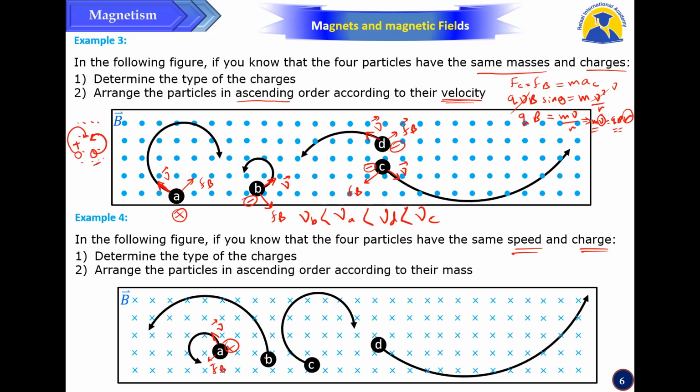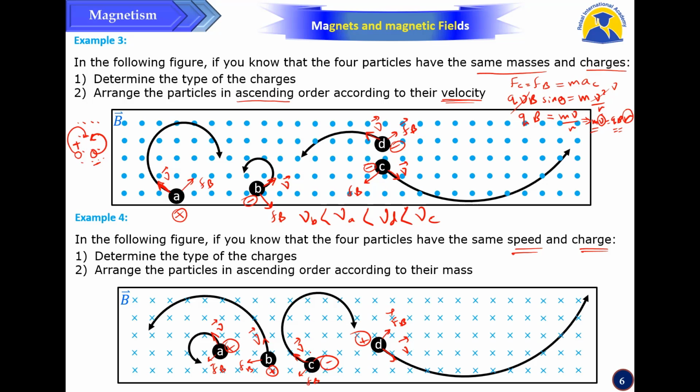Now, here, the direction of velocity is in this direction, the magnetic field is inside, so the direction of force will be in this direction, FB. So this one is also positive. Here, the direction of velocity is in this direction, and the direction of force, FB, is in this direction. So the direction of force is opposite to the direction of movement. So this one will be negative. Here, this one, the direction of velocity, so the direction of force will be in this direction.